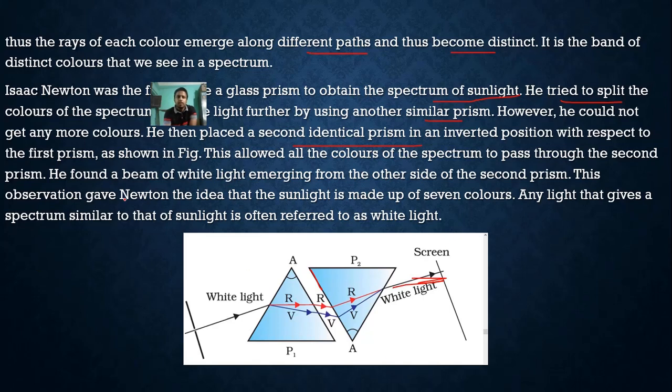This observation gave Newton the idea that sunlight is made up of 7 colors. Any light that gives a spectrum similar to that of sunlight is often referred to as white light. White light is nothing but a spectrum that is similar to that of sunlight.